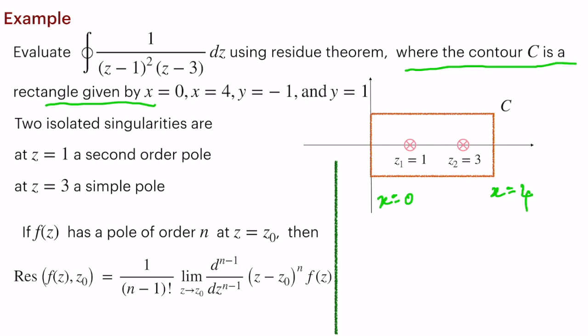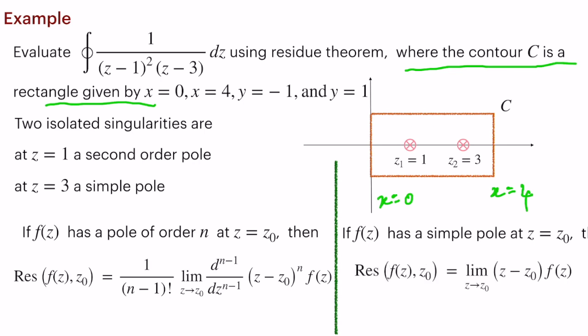The residue of f of z at z naught is 1 by (n minus 1) factorial, limit z going to z naught, d to the n minus 1 by dz to the n minus 1, of (z minus z naught) to the power n times f of z. So here n is equal to 2, so we have to differentiate it once. The second one is fairly straightforward. It's a simple pole. All you have to do is multiply by z minus z naught and take the limit z going to z naught.